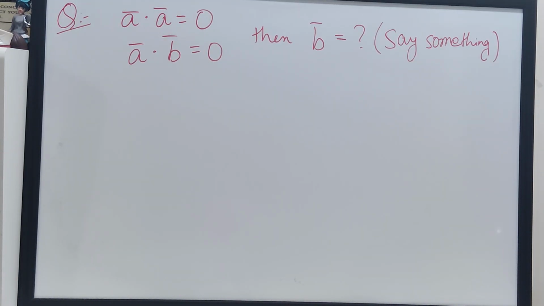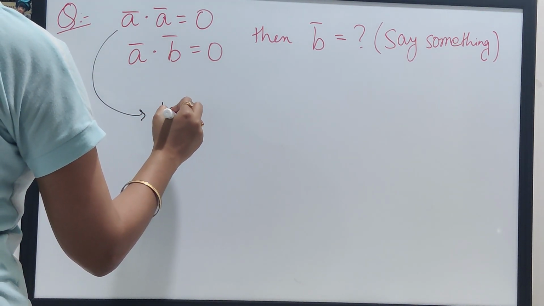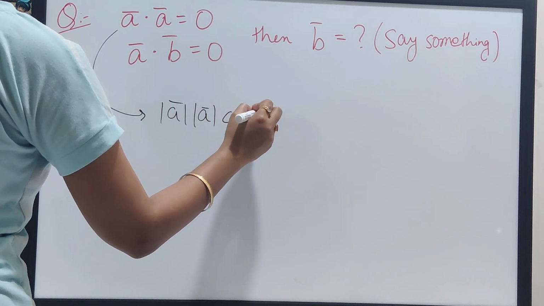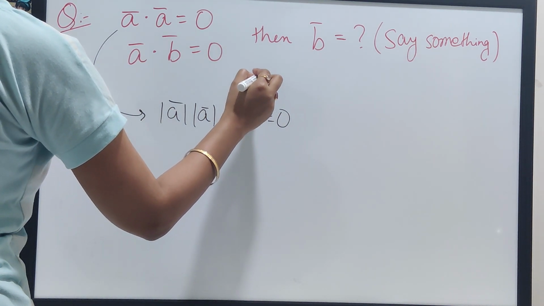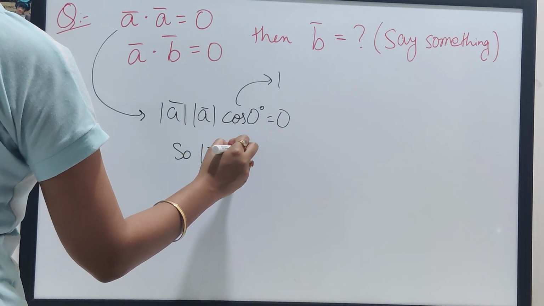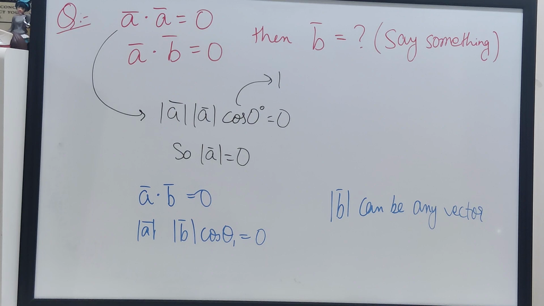Now you are given A dot A is 0, A dot B is 0, then you have to say something about the nature of B. So expand the first equation, which is A dot A equals 0. It will be magnitude of A into magnitude of A cos theta will be 0. So here theta will be 0 because A and A make the angle 0 degree with each other. So since theta is 0, cos theta will be 1. So the only reason for the equation to be 0 is if A is a null vector.